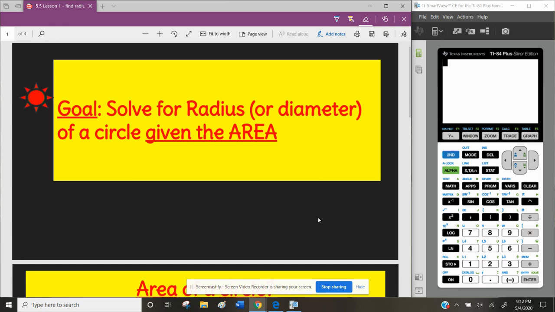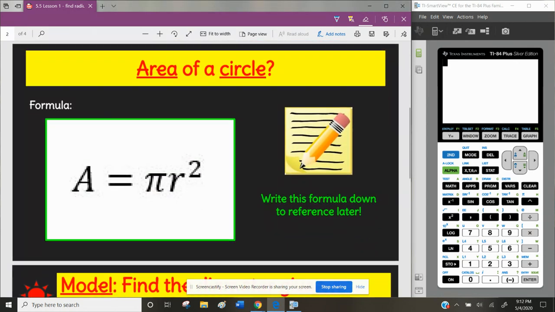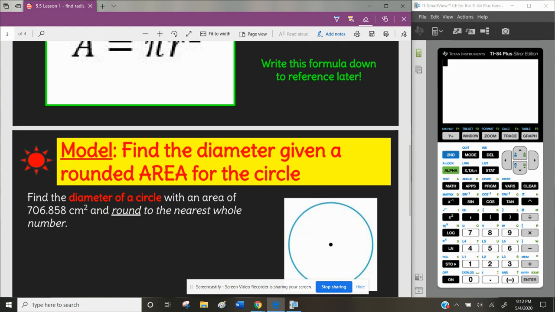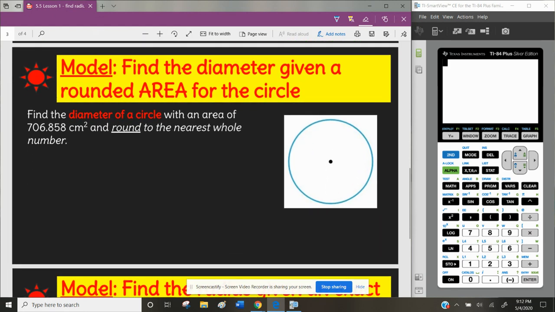In today's lesson, we're going to solve for a radius or diameter for a circle given the area of that circle. So we're going to need our area formula: A equals pi r squared, where r is the radius of the circle and A represents the area of the circle. So find the diameter of a circle with an area of 706.858 centimeters squared. And we're going to round that diameter to the nearest whole number.